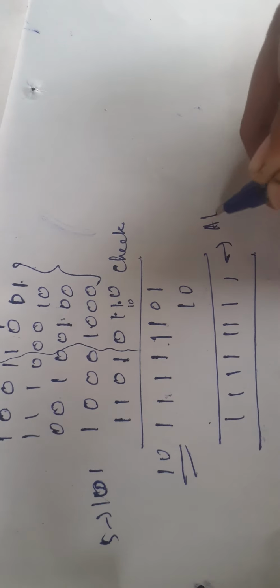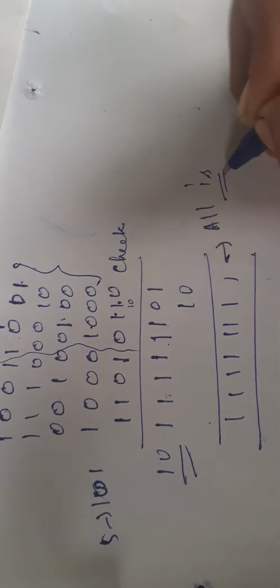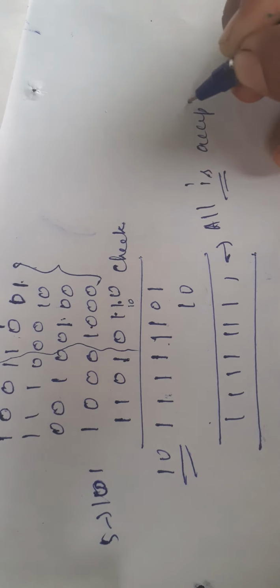So all those values are the same. If all the values are 1, you can accept, or else you can reject. Accept means the checksum is correct.